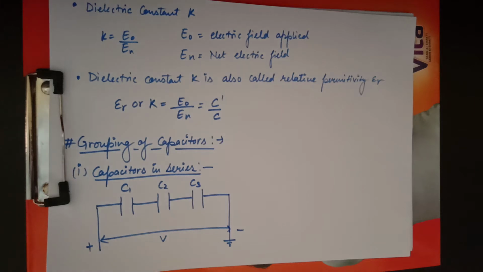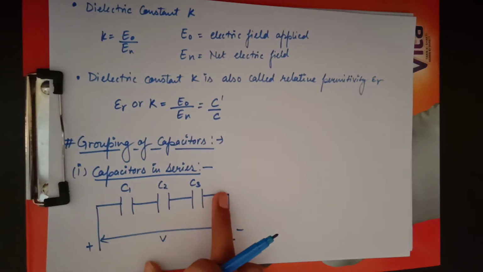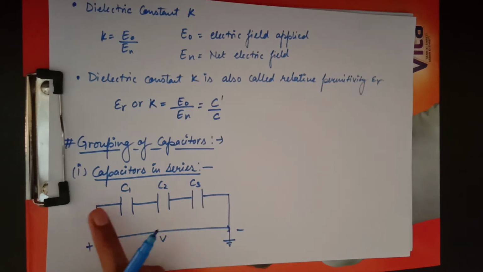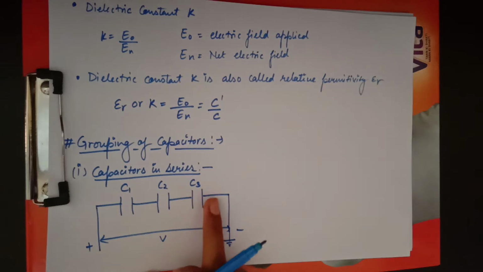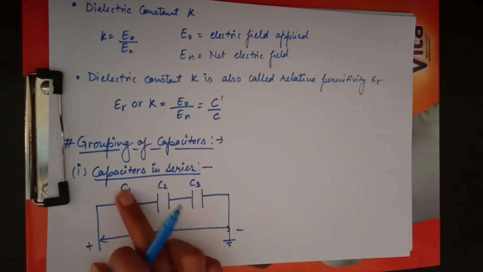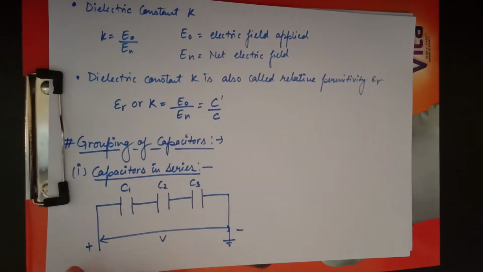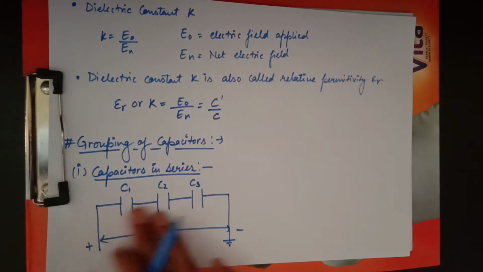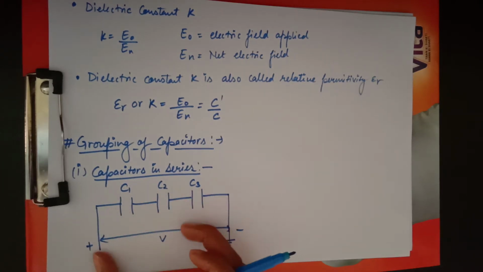When we can proceed from one point to another through one path only, this type of combination is called series combination. You can see it here. There are three capacitors, C1, C2 and C3, and the potential difference between the first and last is V.